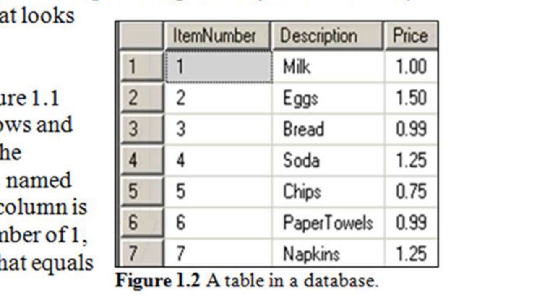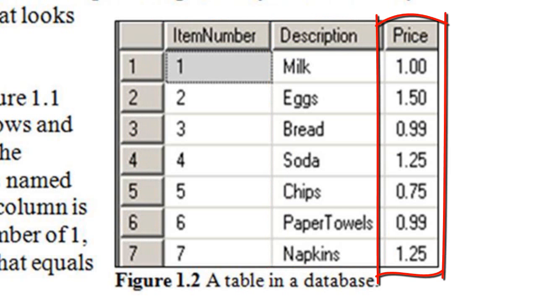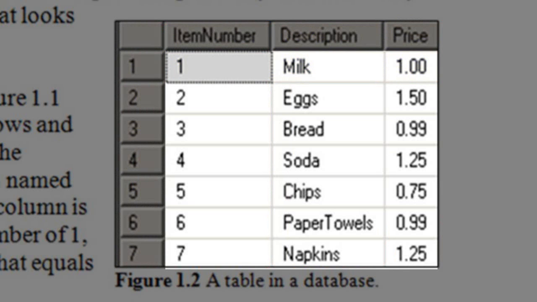The first column is item number, the second column is description, and the third column is price. The first row has an item number of 1, a description of milk, and a price that equals $1. In Geek speak, a collection of rows and columns of data is called a table. Figure 1.2 is a screen capture of a table from SQL Server.